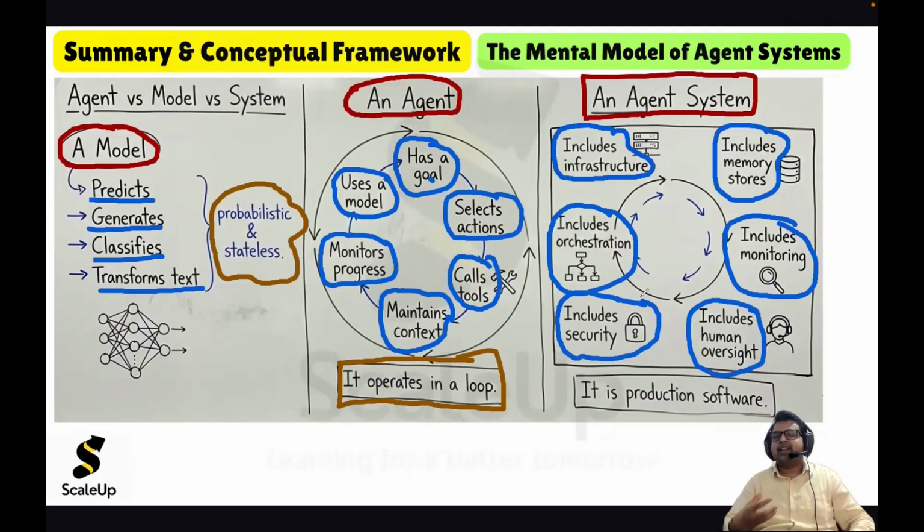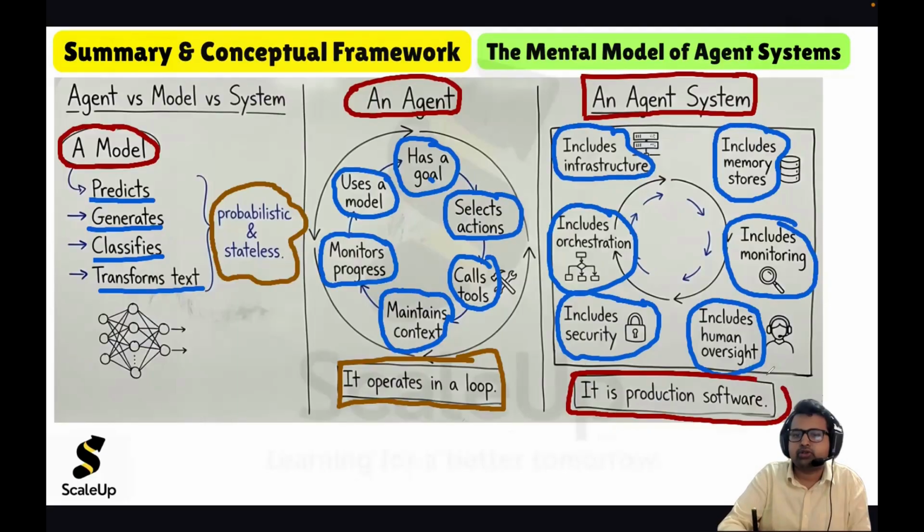Whatever agentic AI application you will be making, it will be an agent system, wherein that agentic AI application will be making use of models. It can have a single agent. It can have multiple agents. Those agents will be making use of models. Along with that, the agentic application will be having infrastructure, memory stores, orchestration, monitoring, human oversight, and security. So an agent system is a production software.